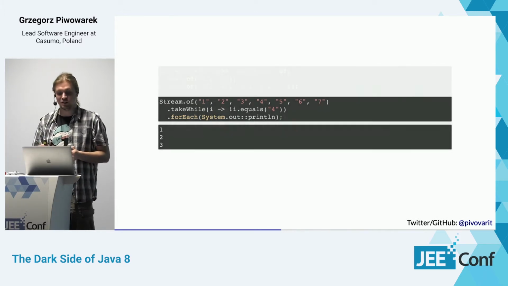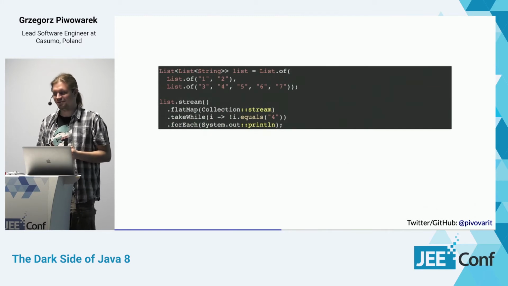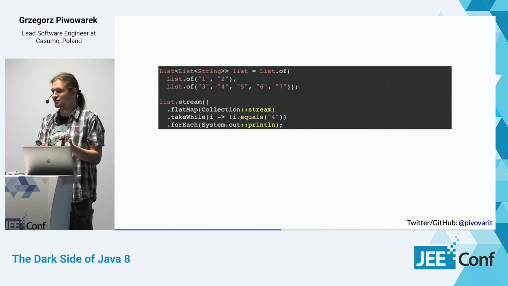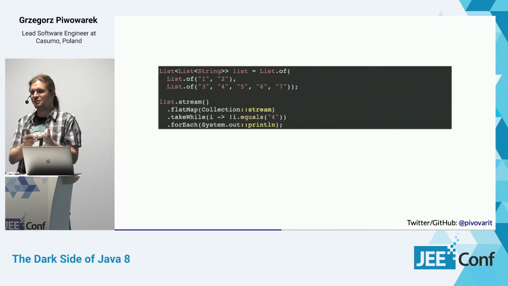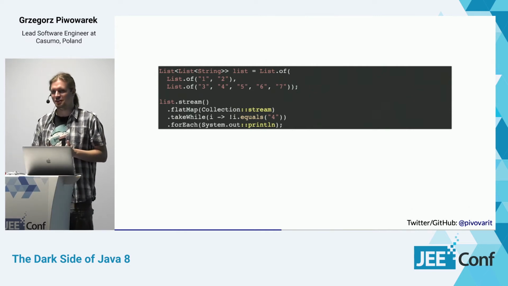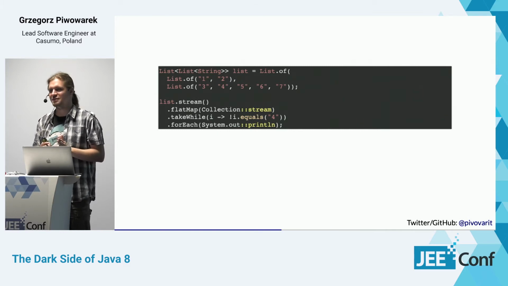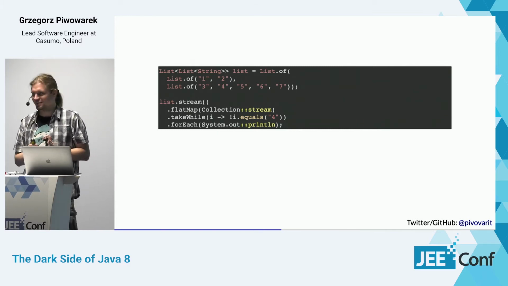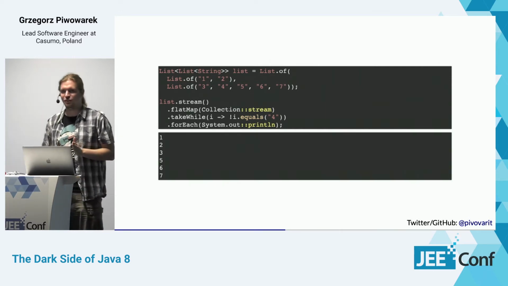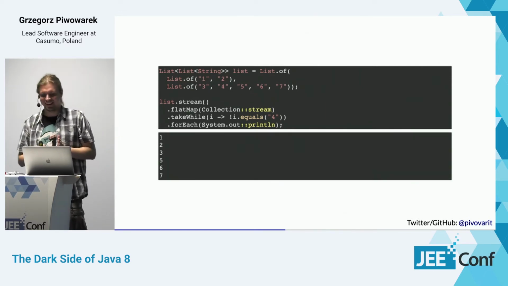But let's mash those two together. What do you think this will return? Come on, it's an easy example. We just did those two, right? We did the flatMap and then we did the takeWhile. What do you think this will print out? 1, 2, 3, no? I can hint you that it's not 1, 2, 3, 4, 5, 6, 7 as well. Okay, it's 1, 2, 3, 5, 6, 7.